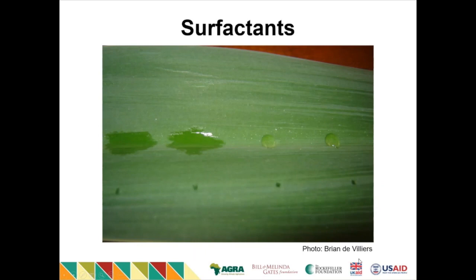This slide shows us two droplets on the right-hand side that have been sprayed, and as you can see, they are sticking to the plant surface but are not spreading, whereas on the left-hand side, the addition of a spreading agent has enabled the droplet to spread over a larger area of the leaf, thus enhancing the control of any pest that might be feeding on that leaf.